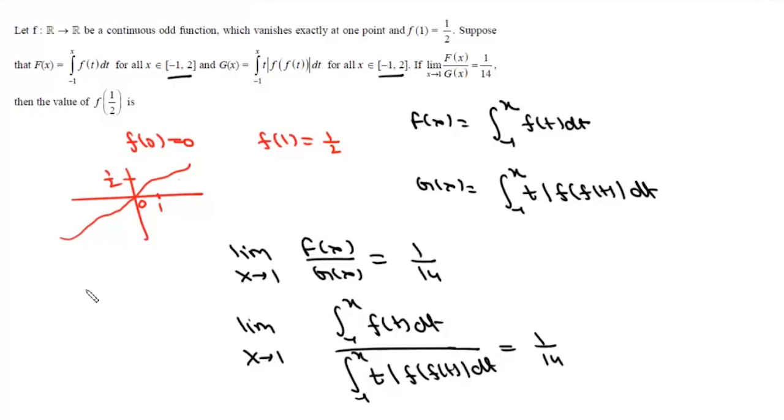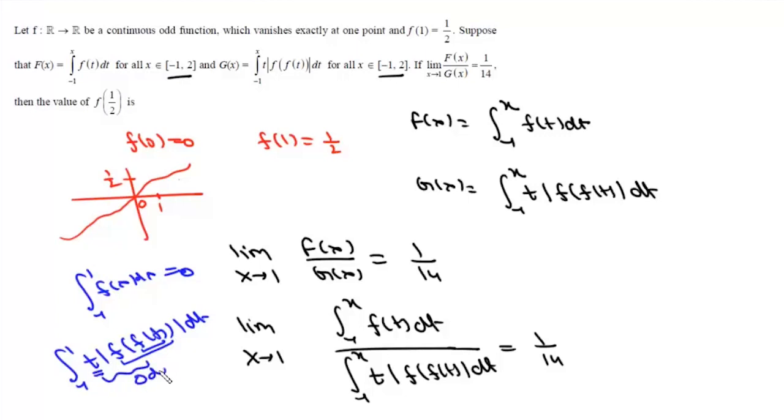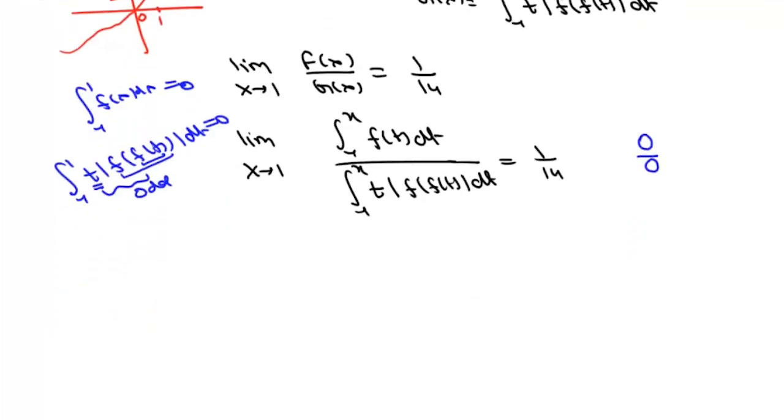Now if we put x as 1, then limits of this integral will be from −1 to 1, and we know that f(x) is an odd function. So integral of an odd function from −a to +a will be simply 0. In the same way, this integral from −1 to 1 t|f(t)| dt. Now f(t) is odd, so |f(t)| will be even, because the mod sign makes an even function, and this t is odd, so this function is an odd function. So again, value of this integral will be 0. So this is 0 upon 0 form. Now if it is 0 upon 0 form, we can use L'Hopital's rule.